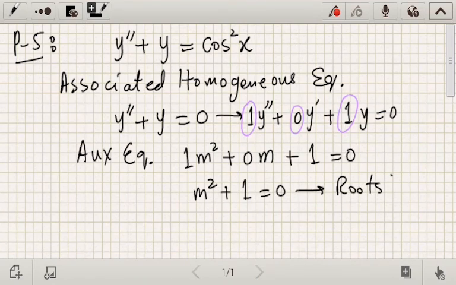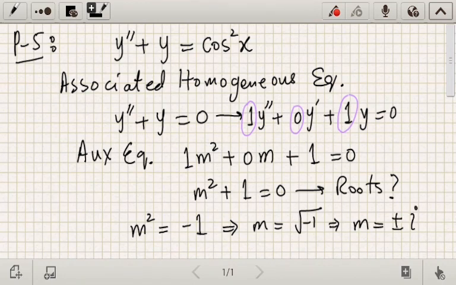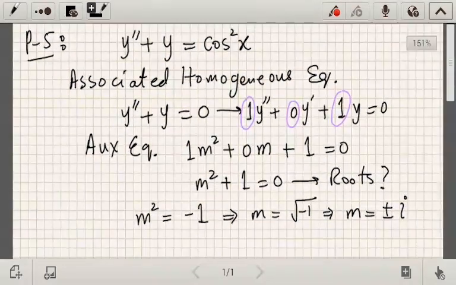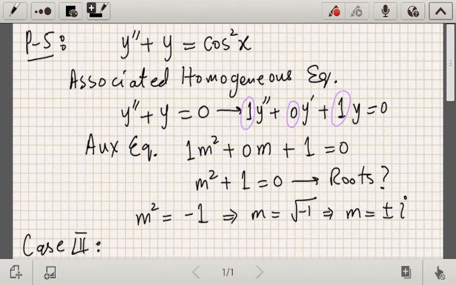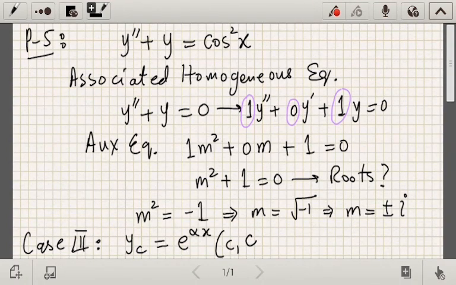Now we're going to find the roots of this equation. The roots are m square equal to minus 1, which shows that m equals square root of minus 1, which shows that m equals plus minus iota. Once we have the roots, we go to case 3 of the solution set, and we write down the complementary solution as e raised to the power alpha x, c1 cos beta x plus c2 sine beta x. This is the general form of case 3.